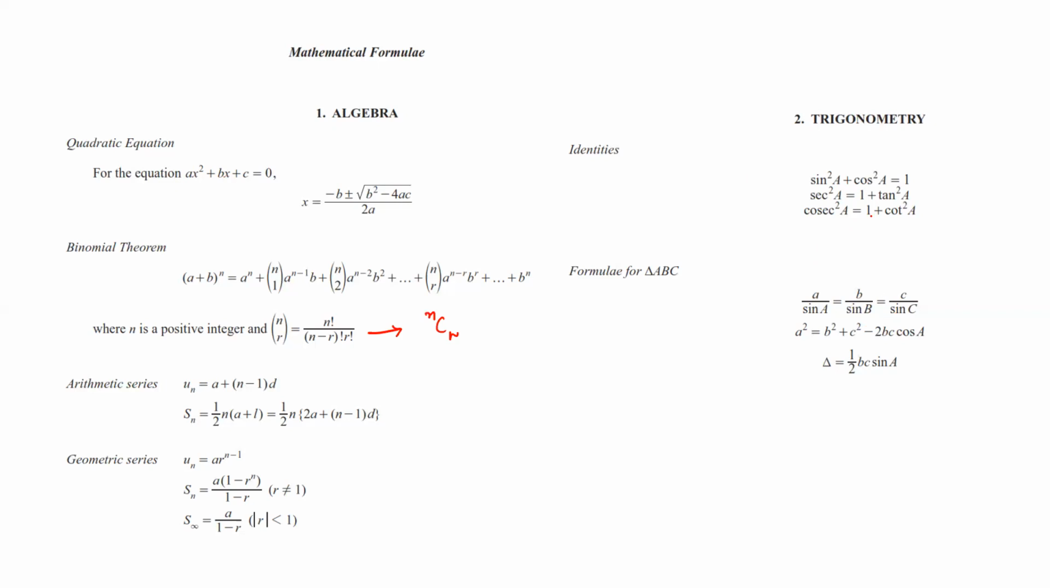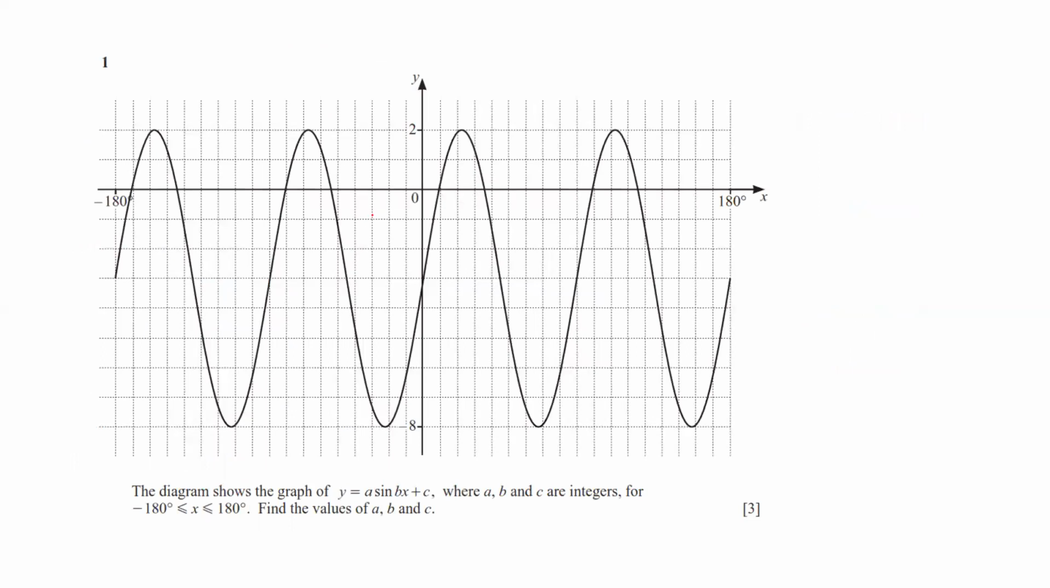So let's start. In question number 1, we are given a waveform like this, and we are told that the diagram shows the graph of y equals a sin bx plus c. So remember, this waveform is y equals a sin bx plus c, where a, b, c are integers or whole numbers, for minus 180 degrees less than or equal to x less than or equal to 180 degrees. Let's find out the values of a, b, and c.